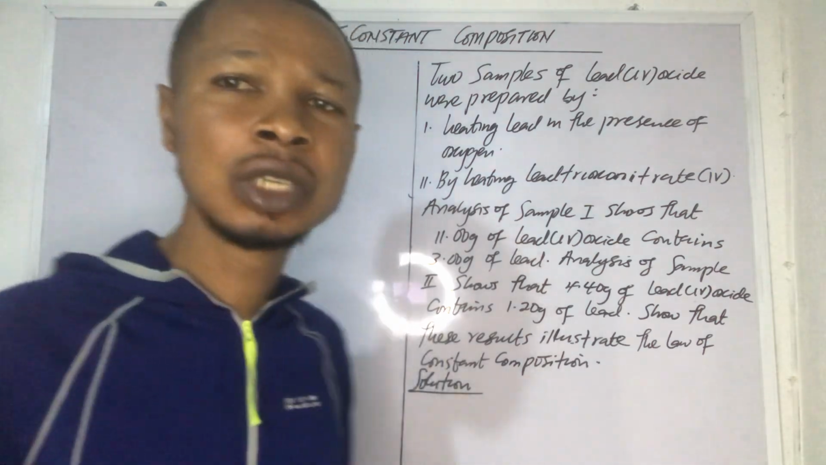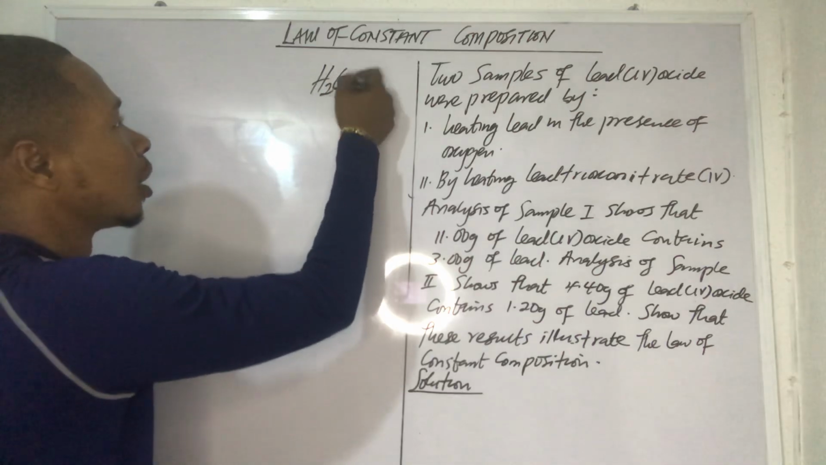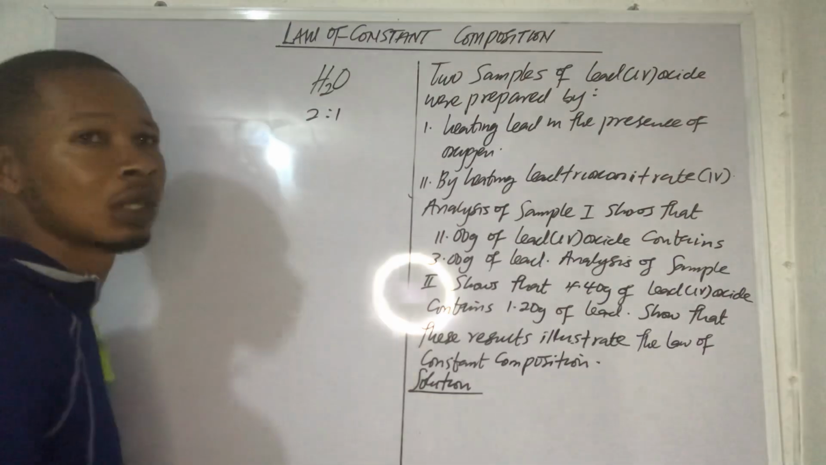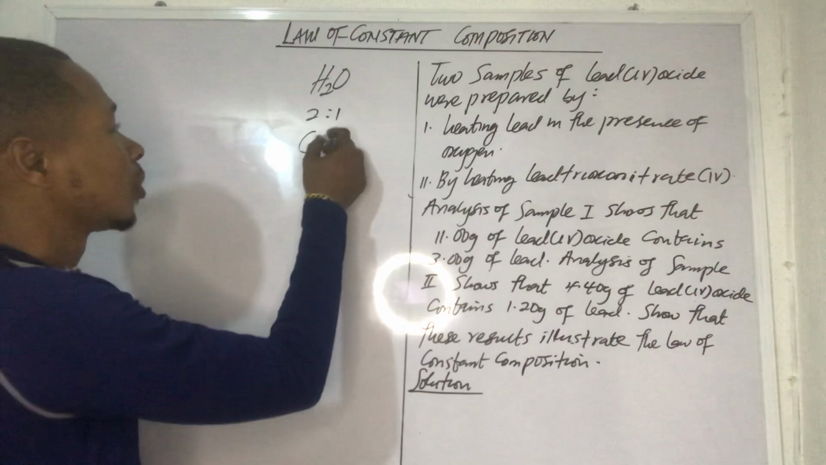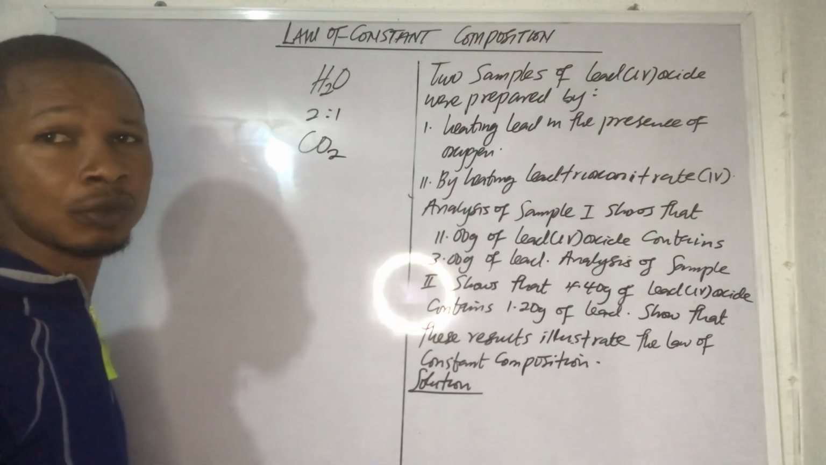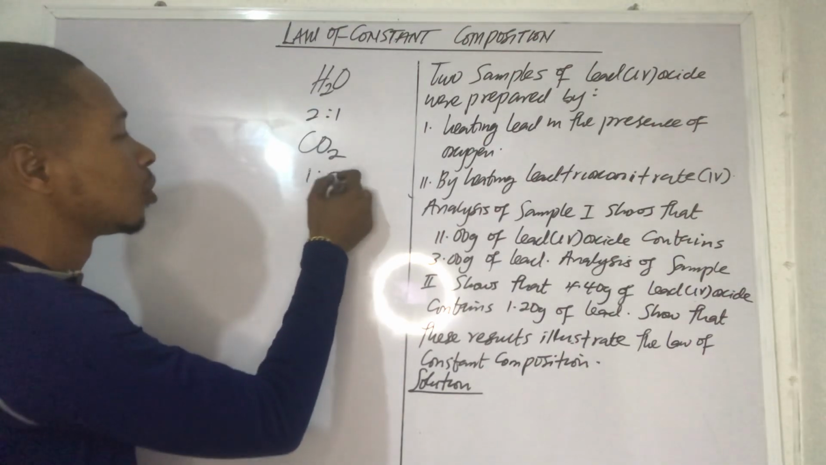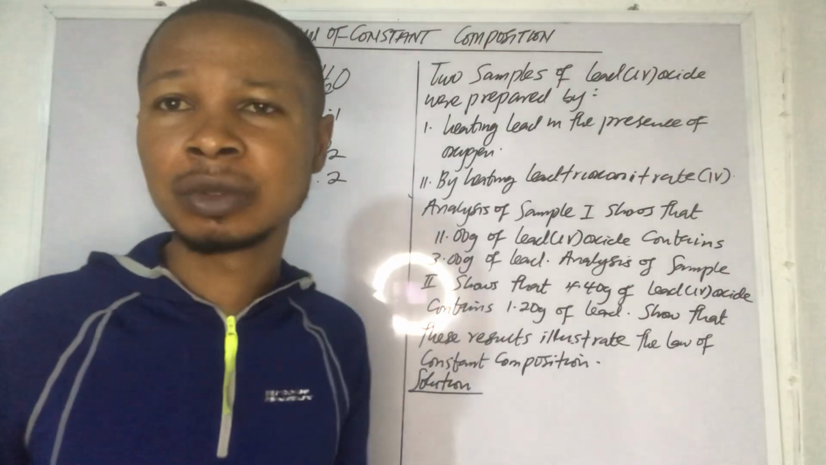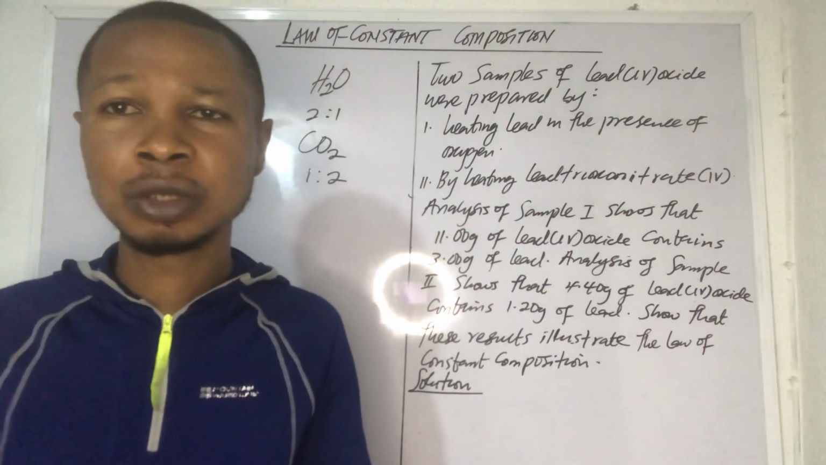Take for example H2O, water. No matter the method of preparation of water, it must contain hydrogen to oxygen in the ratio 2:1. The same, take for example carbon dioxide, CO2. No matter the method of preparation of CO2, it must contain carbon and oxygen in the ratio of 1:2. That's what the law simply says. All pure samples of a chemical compound contain the same elements combined in the same proportion by mass.